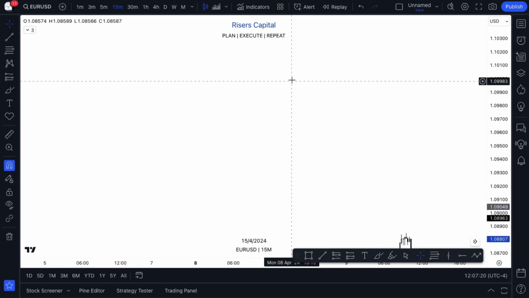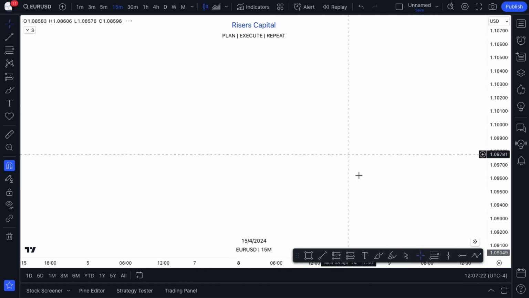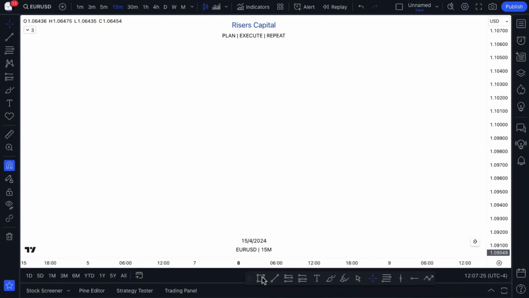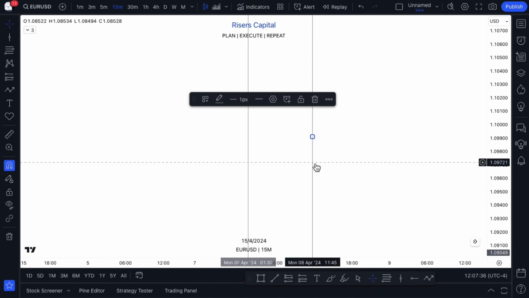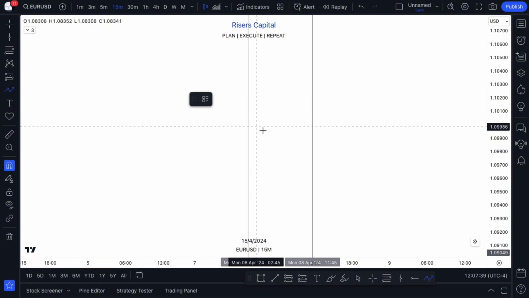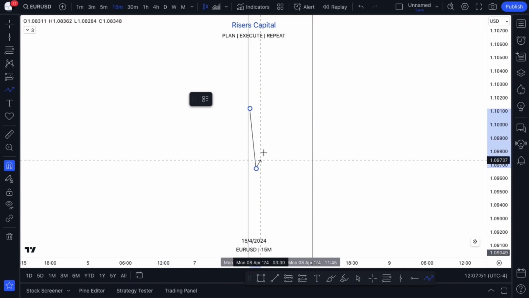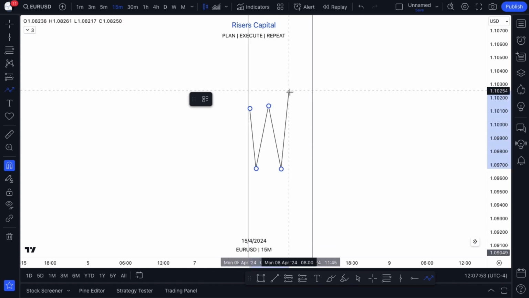So the strategy I'm going to be speaking about is we are going to be utilizing the Asian session range. Now the Asian session range begins from 8 p.m. New York time, to of course 2 a.m. New York time. Usually the Asian session range is a consolidation, an accumulation phase. Not much goes on.